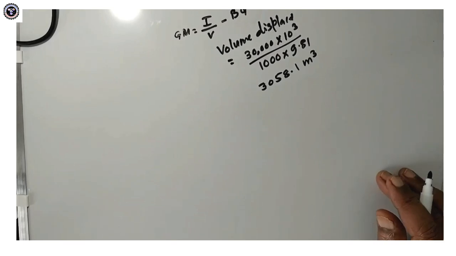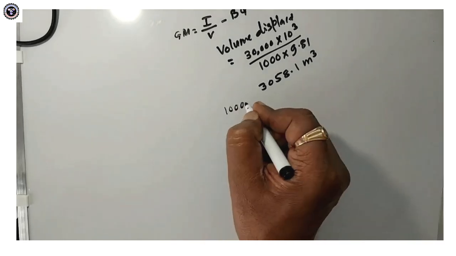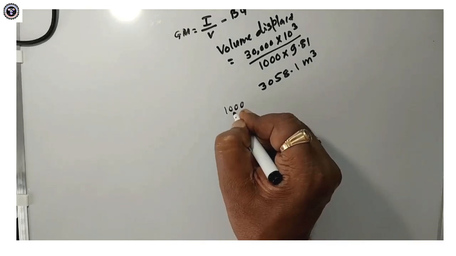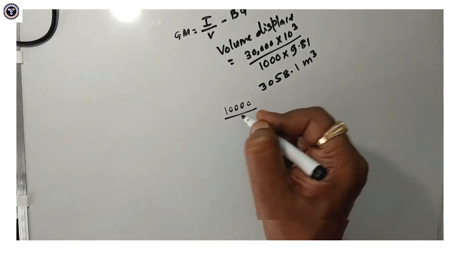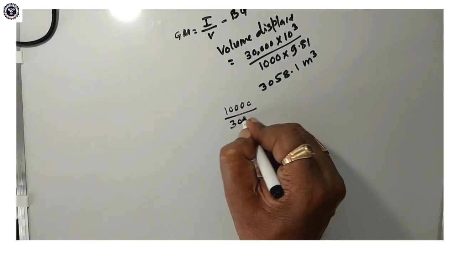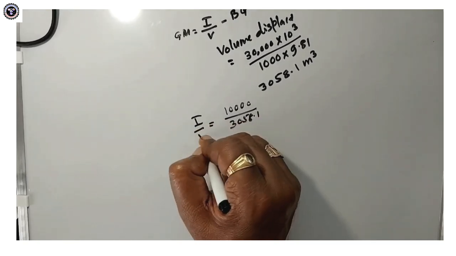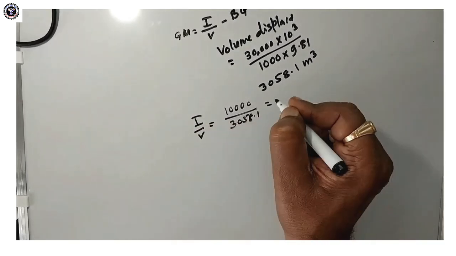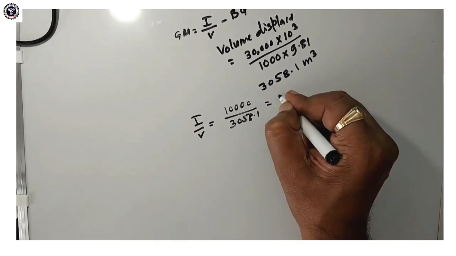And GM is 10,000. It is I upon V. So 10,000 upon 3058.1. So I upon V is equal to this. So that is I upon V is 1.5 meter.